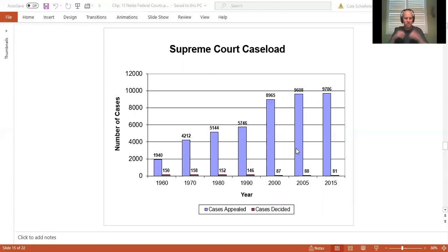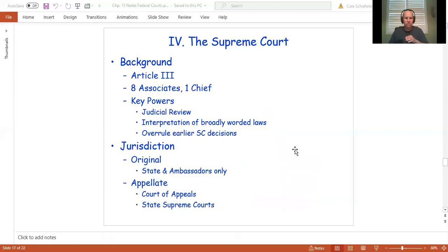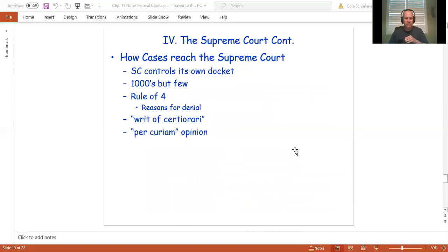What kind of case would most likely be accepted? If you have a constitutional issue where there are many states that are interpreting the Constitution differently, that kind of issue is going to be a catch for the Supreme Court. They're like, okay, we have this constitutional issue and states are interpreting the Constitution differently. We can't have that going on, okay?